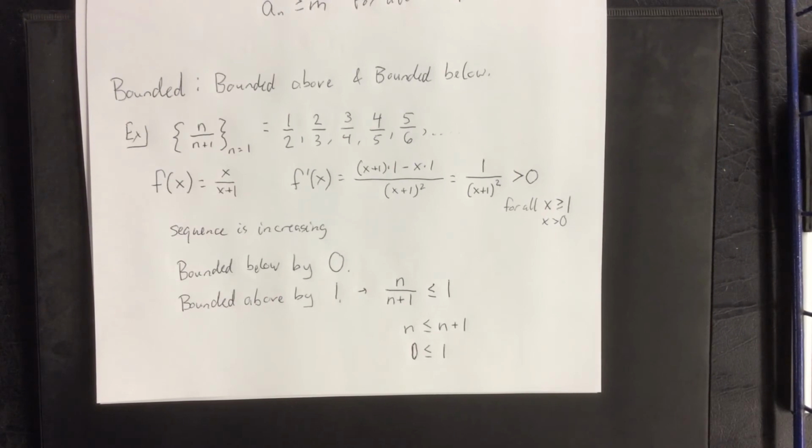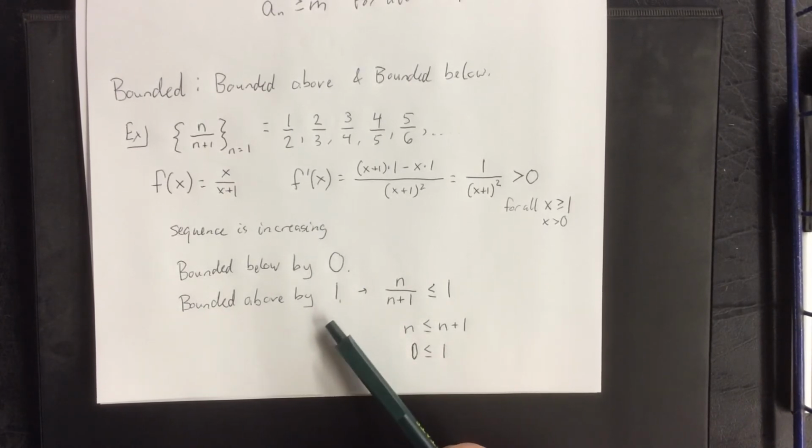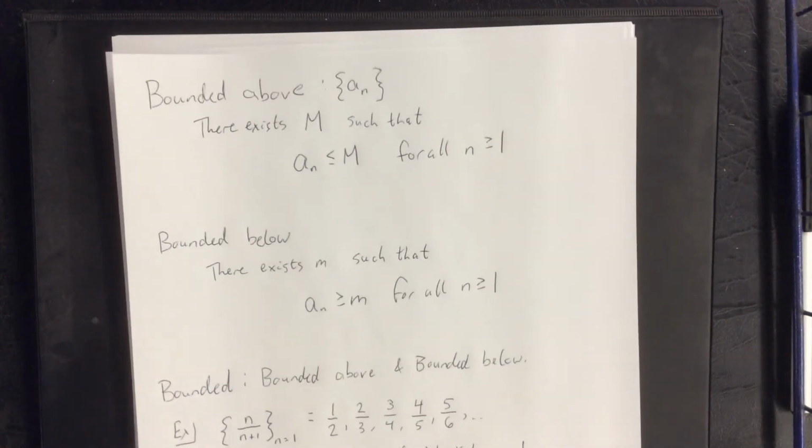Now, those are by no means the only bounds that we could use. We could also say that this thing is bounded below by -50. We could also say it's bounded above by 9001. The number isn't the important part. The important part is whether or not it actually is bounded. That is because there is a very crucial theorem where we take all of these things and we put them together.